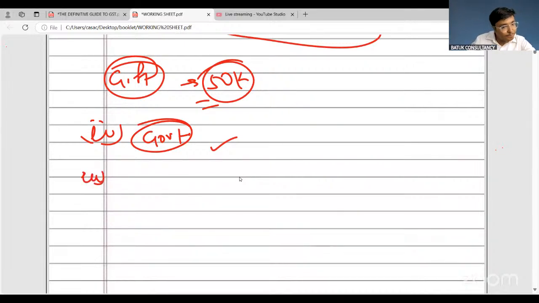Third thing, land. Government is saying whenever there is a supply of land, the same will be treated as neither supply of goods nor supply of services. That is, there is no question of applicability of GST. Now, sir, there is one issue.